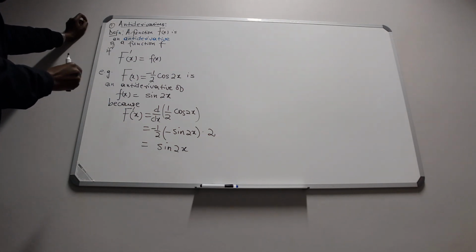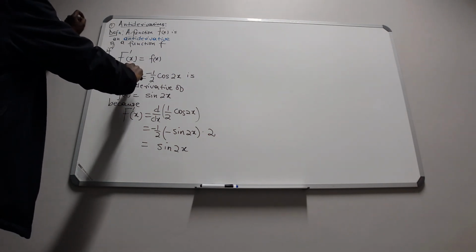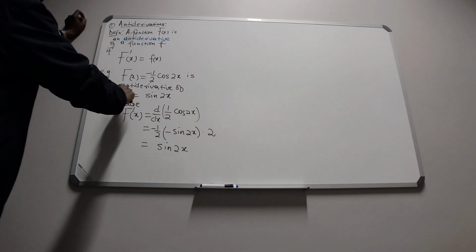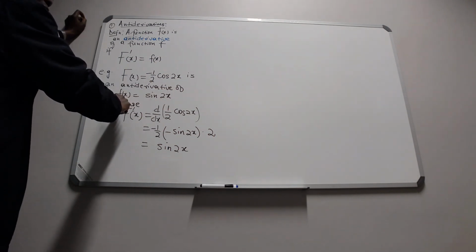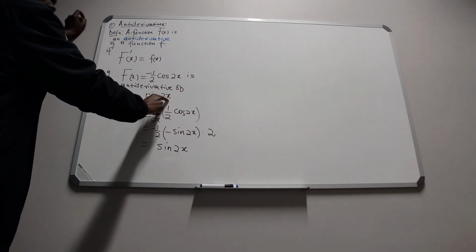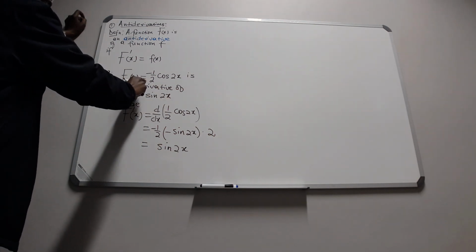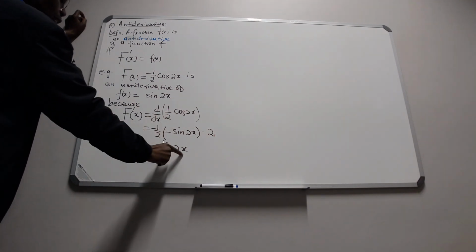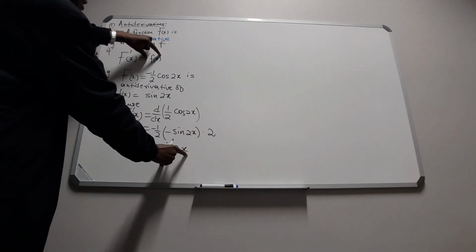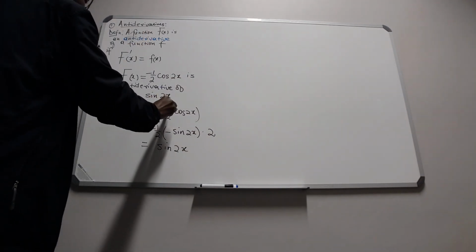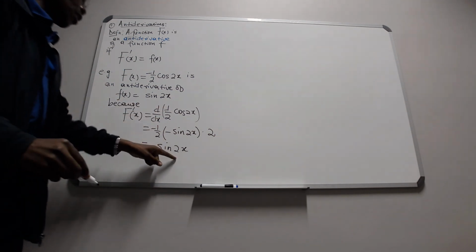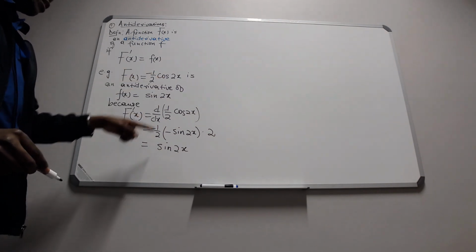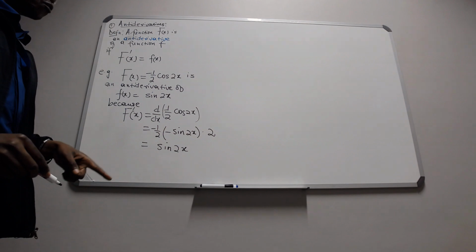For example, if you take capital F of x equal to minus 1 over 2 cosine of 2x, then we are saying that this is an antiderivative of small f of x equal to sine 2x, because when we differentiate this function using the chain rule, we get sine 2x. So this is small f of x, this is capital F of x, which gives us that one. Therefore, we conclude that minus 1 over 2 cosine of 2x is the antiderivative of sine of 2x.